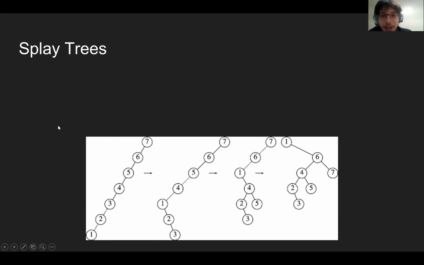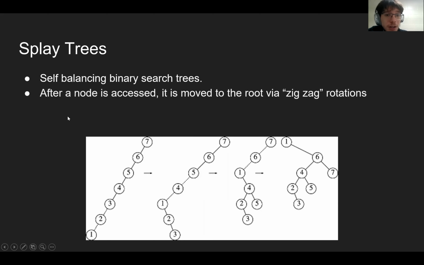So that's good. They're also self-balancing binary search trees. After a node is accessed, it's moved to the root via zig-zag rotation. So keep doing rotations until it gets back to the root. In this case, we visit the 1, and so it has to move all the way up the tree until it gets to the root, right?